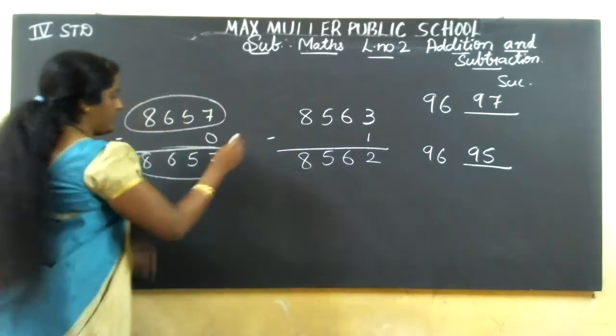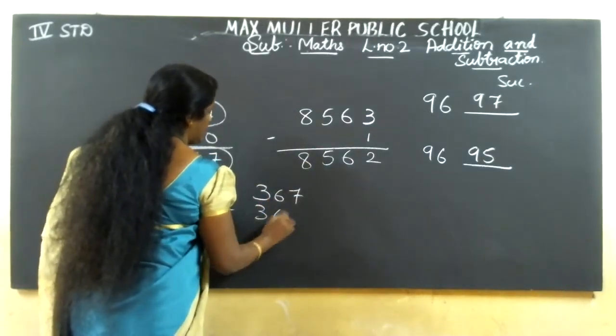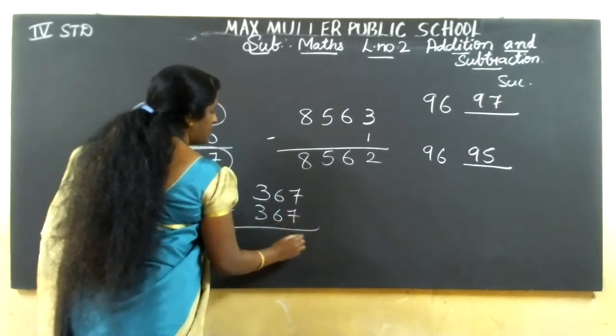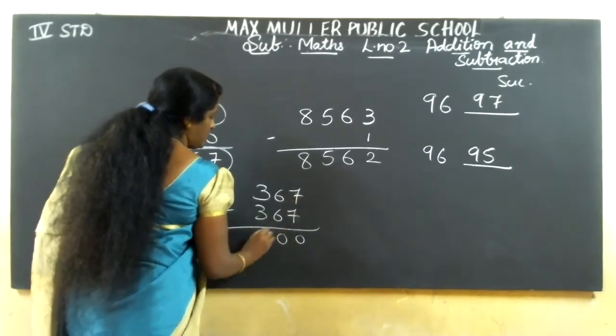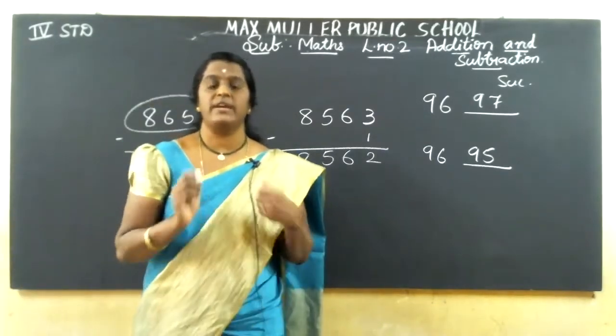A number subtracted from itself gives 0. See, 3, 6, 7 minus 3, 6, 7. With the same number, 7 minus 7 is 0. We can't borrow because 7, 7 is there. 6, 6, 0. 3, 3, 0. A number subtracted from itself gives 0.